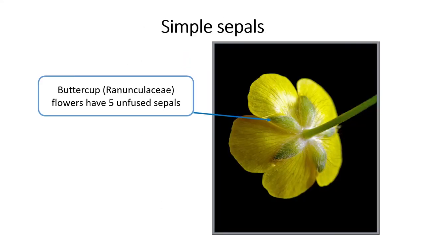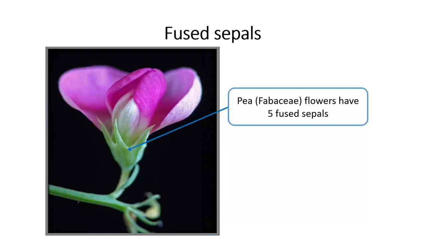Just looking at each one of those characteristics in turn, very simply, we've got something like a buttercup. When you turn over the back of the buttercup, there are 5 sepals that are unfused, so they're what's called simple sepals. But if you look at something like the pea family, they have 5 sepals as well, but they're actually fused together into a little tube. So things get more complicated in certain plant families.